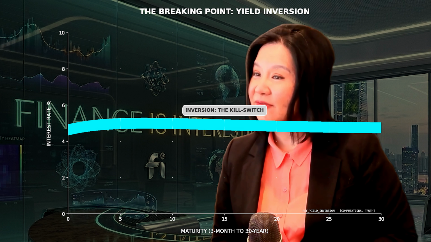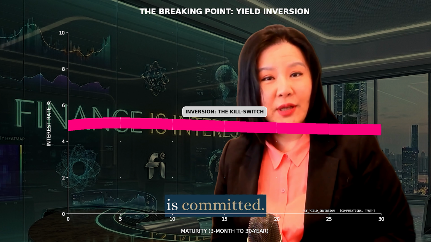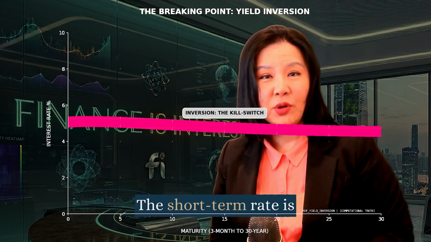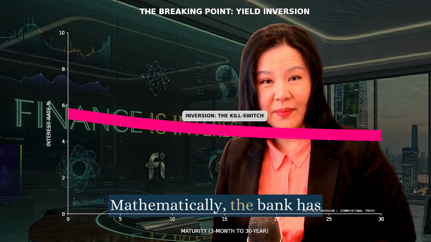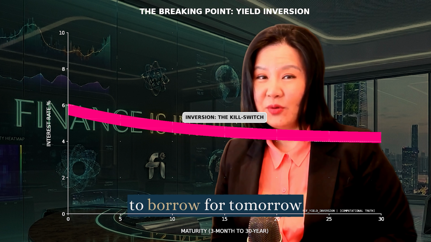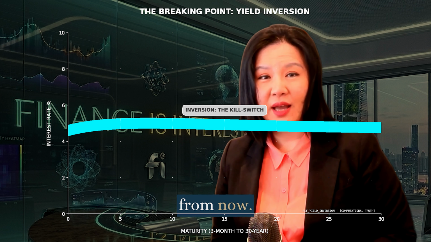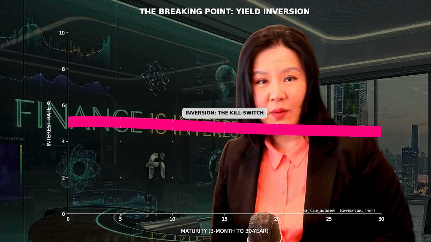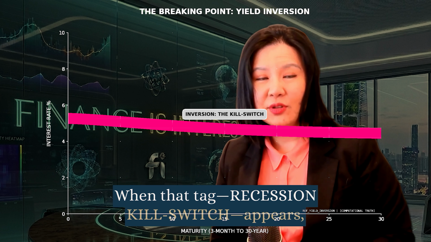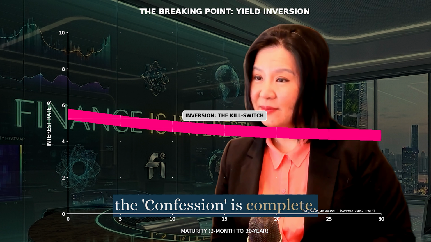The moment the curve turns pink, the crime is committed. This is inversion. The short-term rate is now higher than the long-term rate. Mathematically, the bank has made it more expensive to borrow for tomorrow than for 10 years from now. It is a total reversal of economic logic. When that tag recession kill switch appears, the confession is complete.